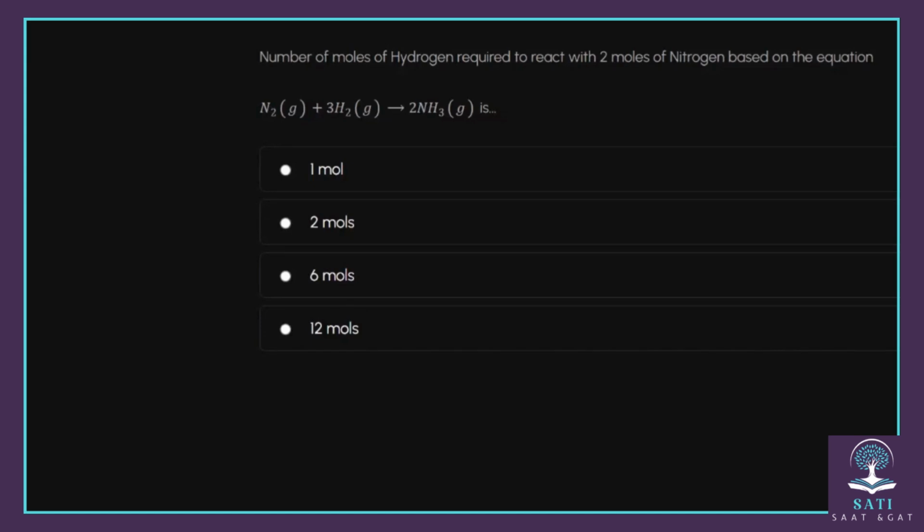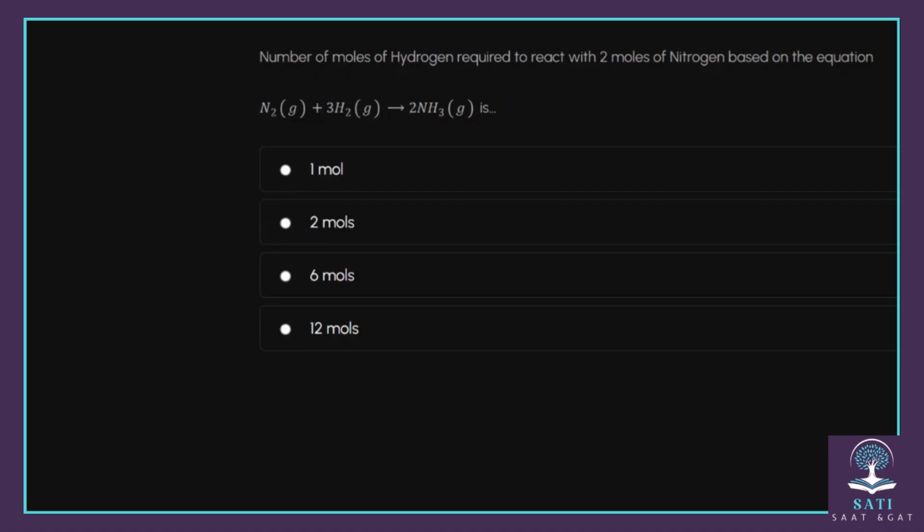Number of moles of hydrogen required to react with 2 moles of nitrogen, based on the equation. Okay, the equation, as you see, gives you nitrogen plus hydrogen. It will give you what? Ammonia, which is NH3. Good.